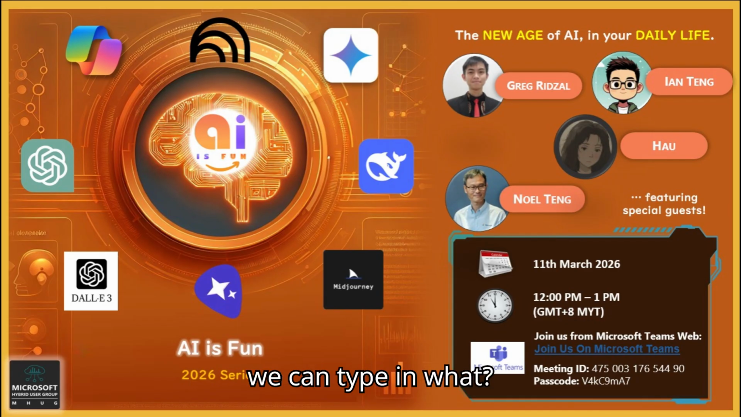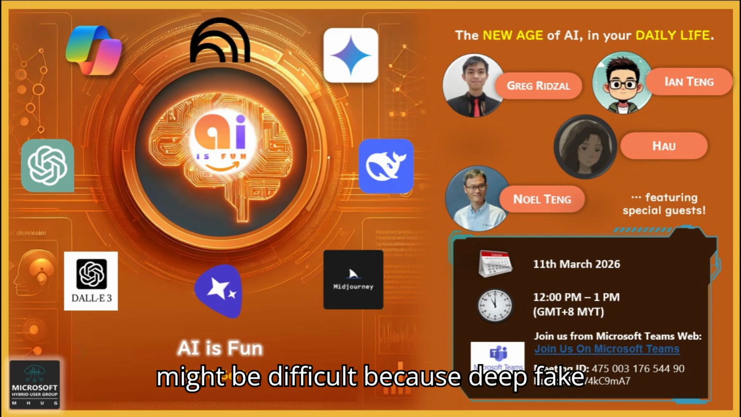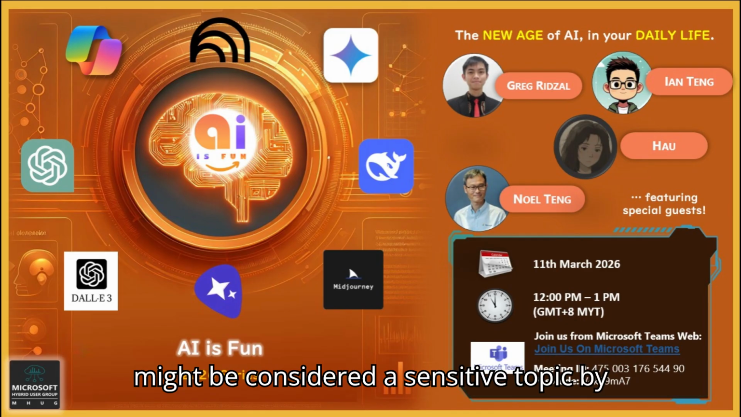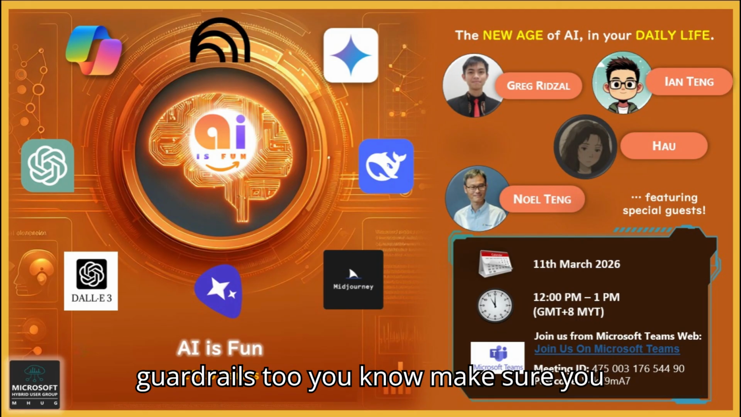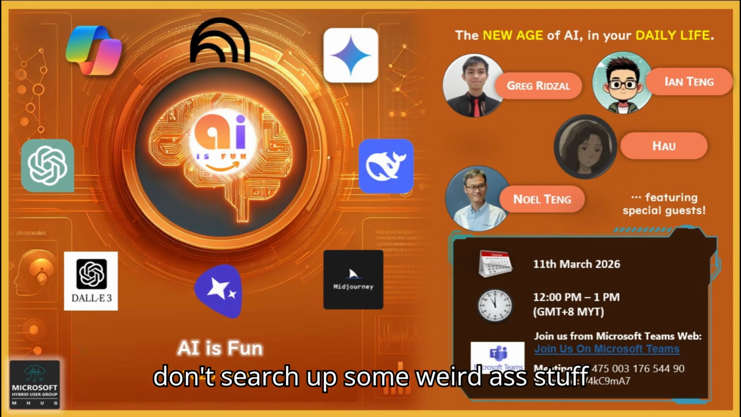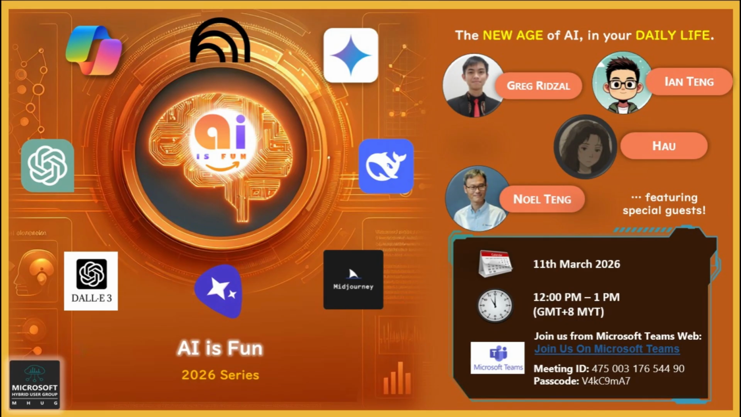Maybe we can type in what? Oh wait, sorry. How to use the fake. Might be difficult because deepfake might be considered a sensitive topic by Gemini. I notice if you're talking about sensitive topics, they do have guardrails to make sure you don't search up some weird stuff. Yeah. So how to create a deepfake step by step?